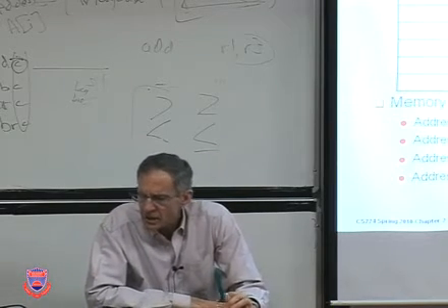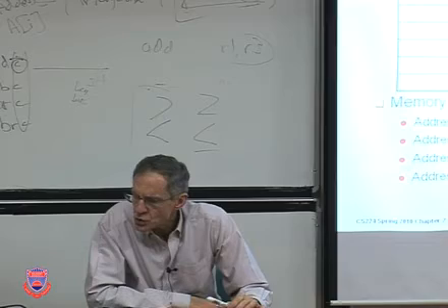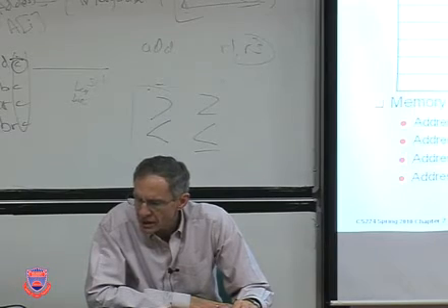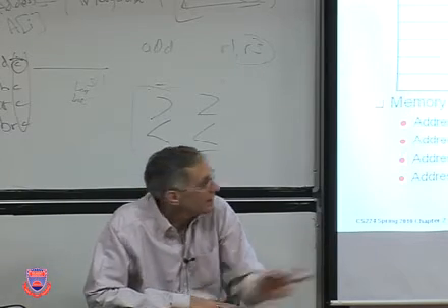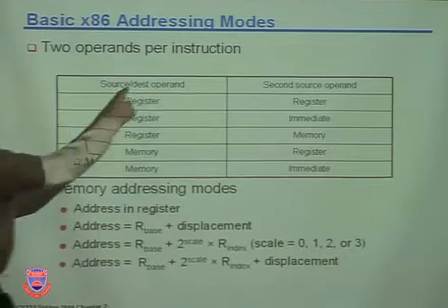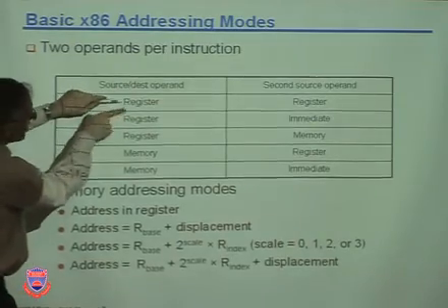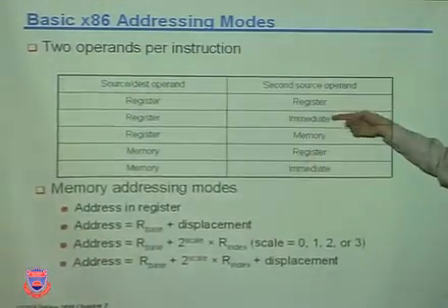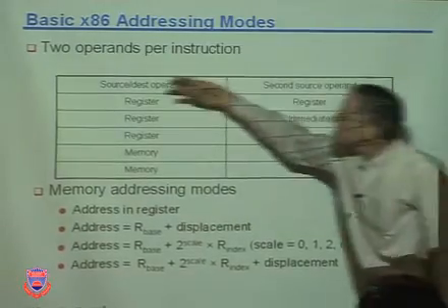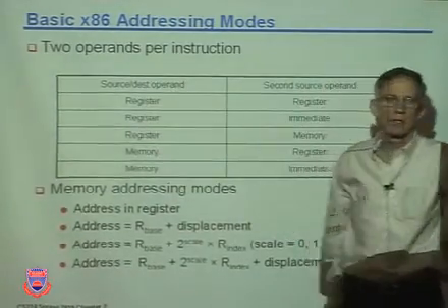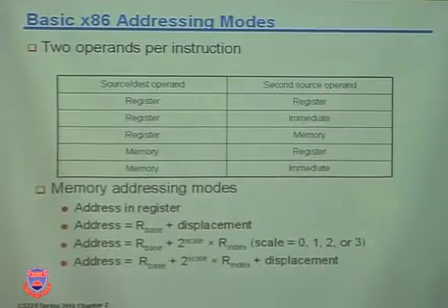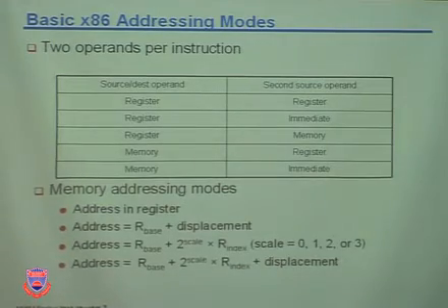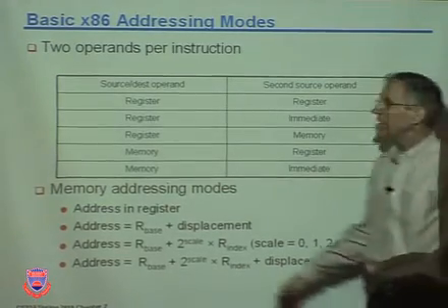Second thing to notice is that we allow sources to be in memory. Can you notice that in this set here, one of the sources can be register or memory. The other source can be register, immediate or memory. And the destination can be register or memory. So in theory, you might be going to memory 2 different times in an instruction after you fetch it.